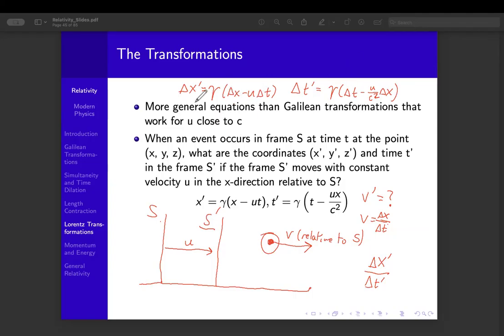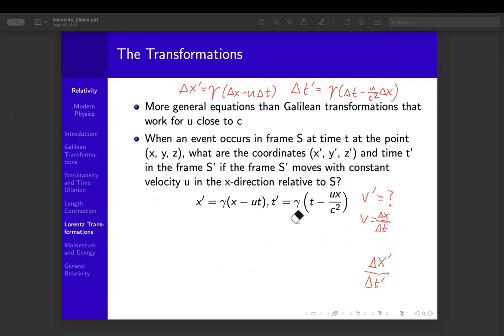Now, if I take delta x prime over delta t prime, the gammas cancel, and I need to erase something. I'm going to go ahead and erase my picture now, just to free up a little bit more room. That actually then tells us that delta x prime over delta t prime equals delta x minus u delta t over delta t minus u over c squared delta x.